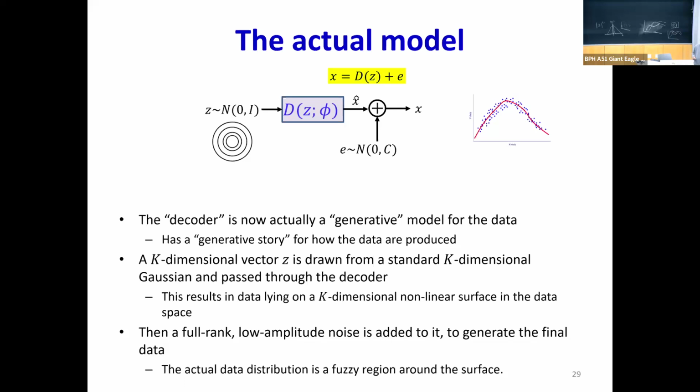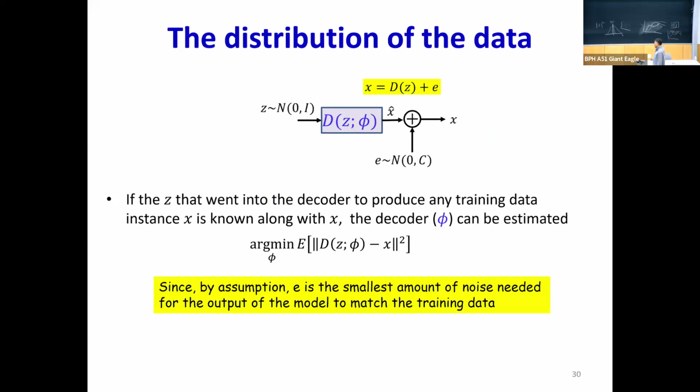And that's the generative story behind your data. And so I want to train it. The way I will do it is if I'm given Z, the Z for every input, then I'm going to pass Z through the decoder, and I'm going to try to minimize the error between the output of the decoder and the actual training data instance.